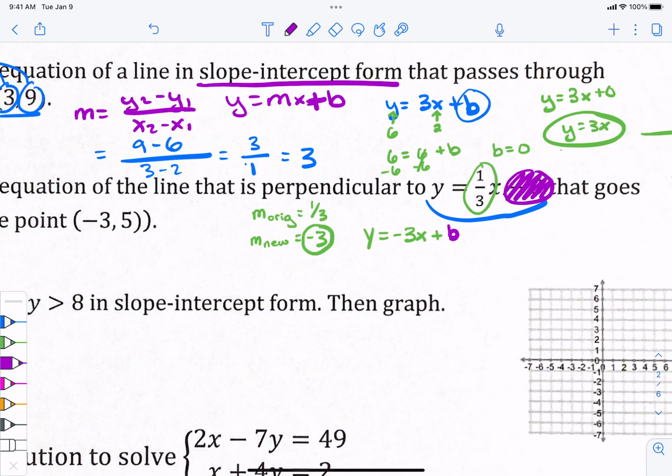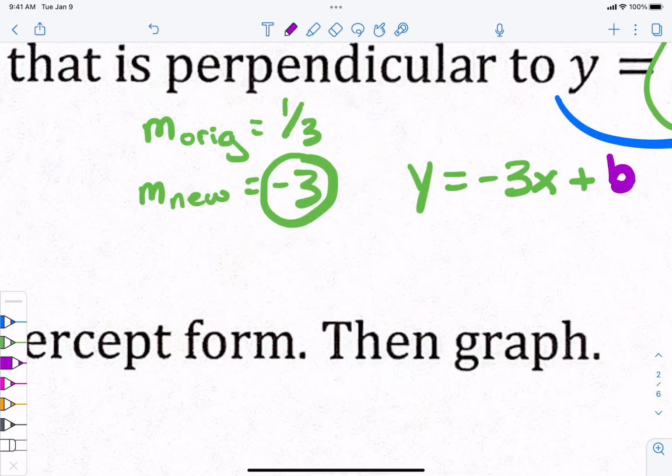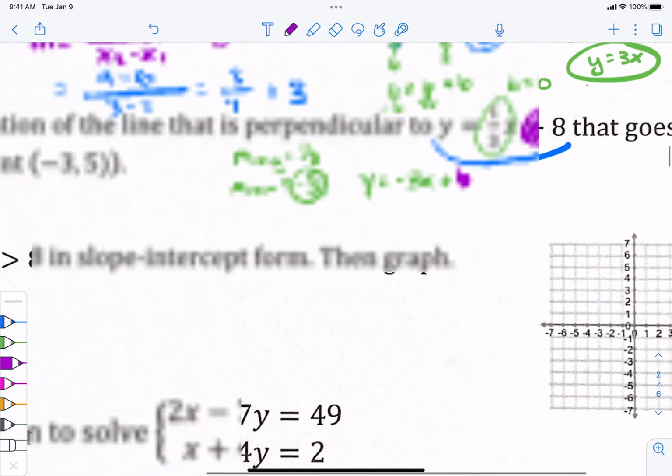Why do we have a -3 as a new slope? Because it's a negative reciprocal. The negative reciprocal of 1/3 is flipping it and making it negative. So it's -3. Okay, good question, that's fine.